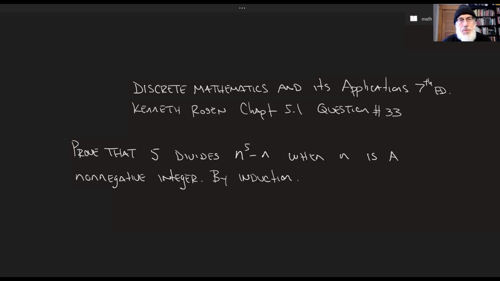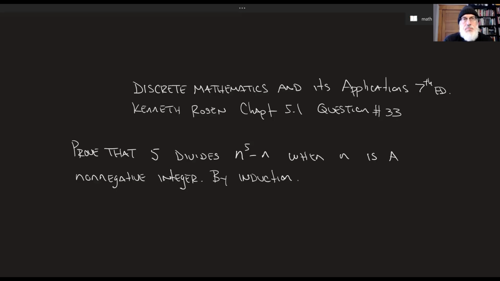Welcome. We are doing another division proof. This time we're going to look at whether 5 divides n to the fifth minus n when n is a non-negative integer, and we'll prove this by induction.